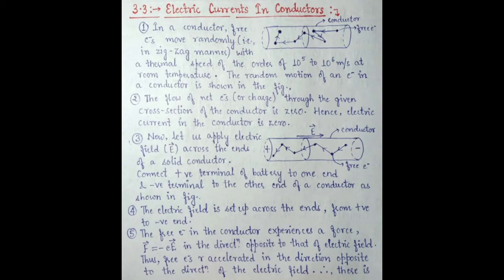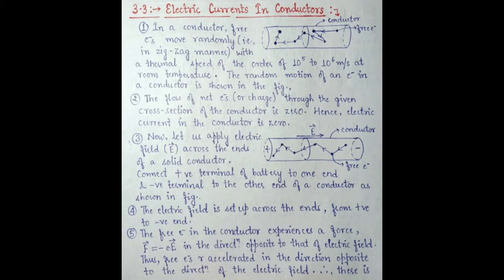Now in the third point it is written, now let us apply the electric field E vector across the ends of a solid conductor. Connect the positive terminal of the battery to one end and the negative terminal to the other end of the conductor as shown in the figure. I think this figure is clear to you. On the left side we have taken the positive terminal, and on the right side the negative terminal. In the next point it is written, the electric field is set up across the ends from positive to negative end, because always the electric field lines flow from the positive charge and end towards the negative charge.